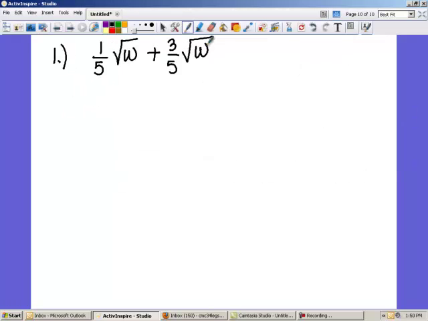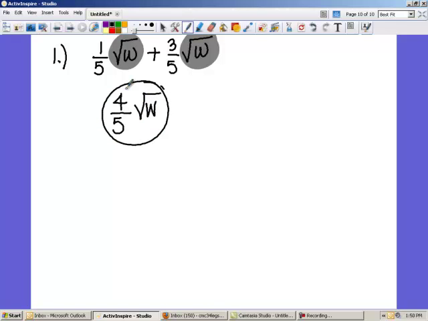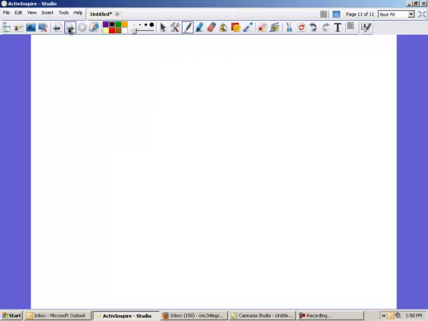Remember, we are adding and subtracting, so we're going to add and subtract like terms. And if you can tell here, these are kind of like the variables. And so if we have 1/5 of them plus 3/5, we have 4/5 of these square root of w's. And so this process can be a little bit easy as long as you recognize that we're adding like terms.